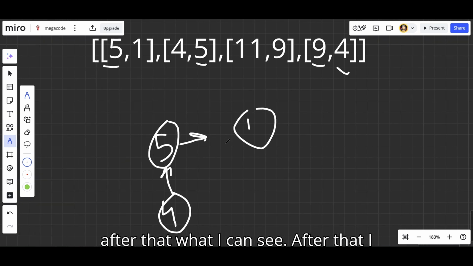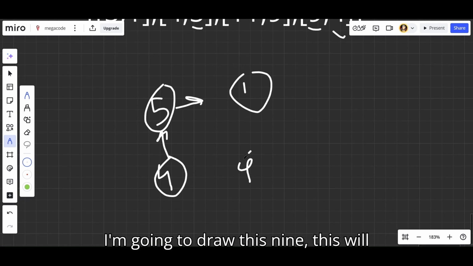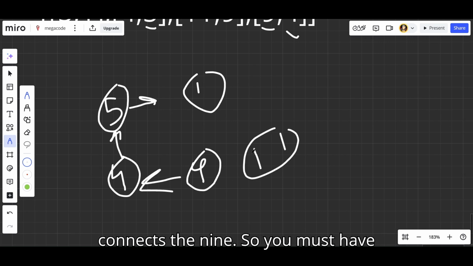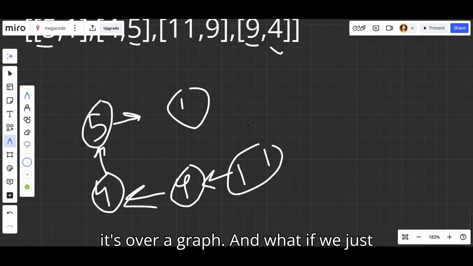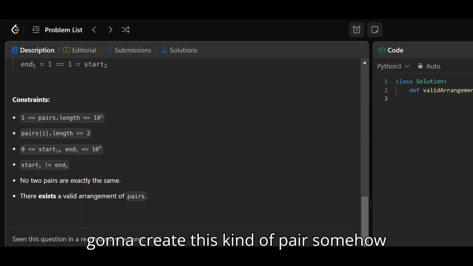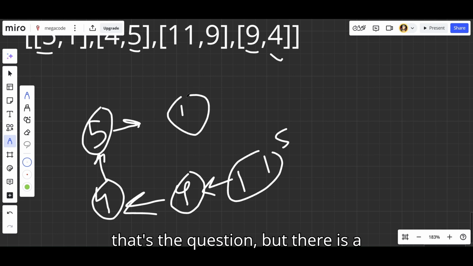Then I can see that 9 connects to 4. So I'm going to draw this 9, this will connect to the 4, and in the end 11 connects to the 9. So you must have guessed this right. As you can see, it's a graph. And what if we just get to know the starting position of it? We can simply iterate over it and create this kind of pair, and we can get an answer. But that's the question, and there is a concept behind it.